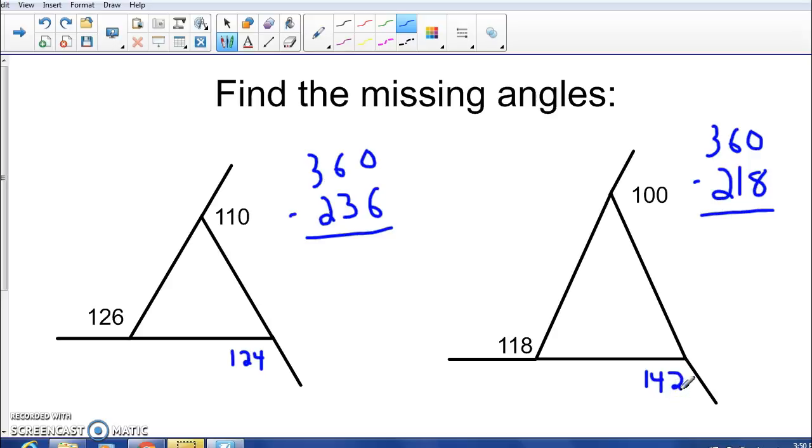Perfect. And you can always check yourself by adding up the outside angles. This one, 110 plus 126 plus 124, does that equal 360? And this one, 142 plus 100 plus 118, that should also equal 360.